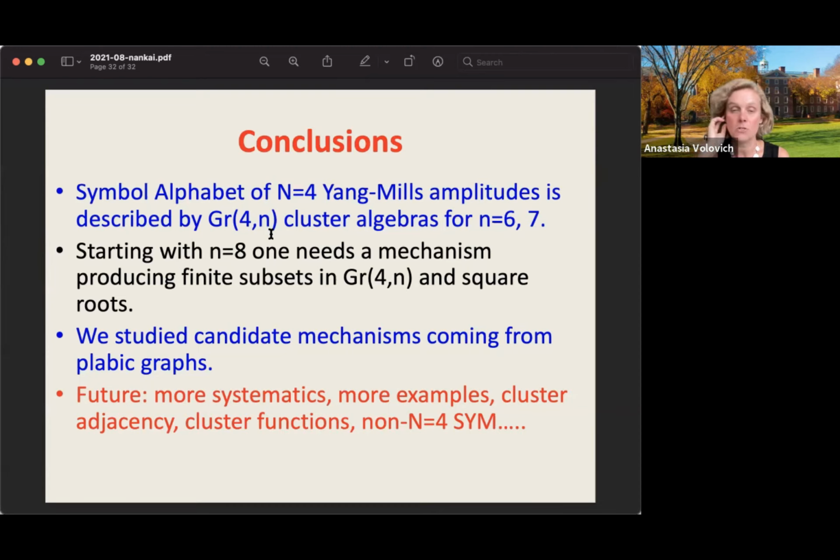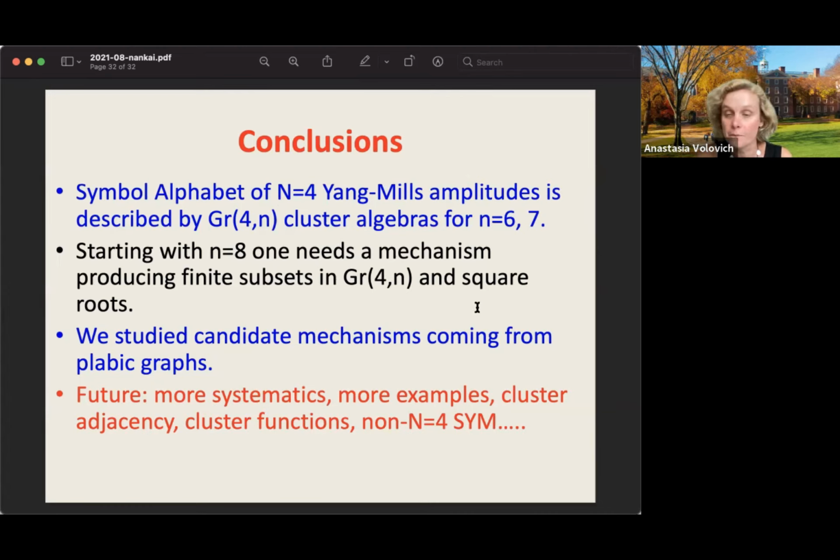It's nice to do it more systematically, with more examples; 10 points have not been computed. Then there's a lot of work. This is all just the simple alphabet, the initial thing. Then you have to write down the cluster functions describing that. And moreover, there's also some interesting work recently applying cluster algebras to non-n equals 4 Yang-Mills theory. So a lot more to learn. And in the next talk, so I'll stop now, but in the next talk, Mark will describe some other approaches to the same problem. So I'll stop.